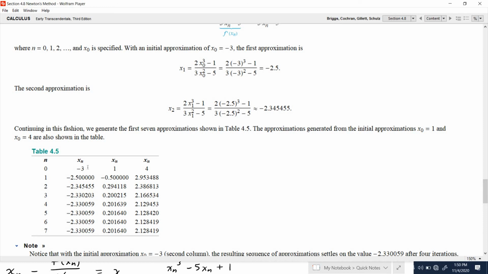If you look at this little table, it summarizes what's going to happen if you continue to do this. So x sub 0, we guessed negative 3, then x sub 1 we get negative 2.5, and then x sub 2 gives us this number. If you continue to do this, you're going to get these numbers out: x sub 3, x sub 4, x sub 5, x sub 6, x sub 7.